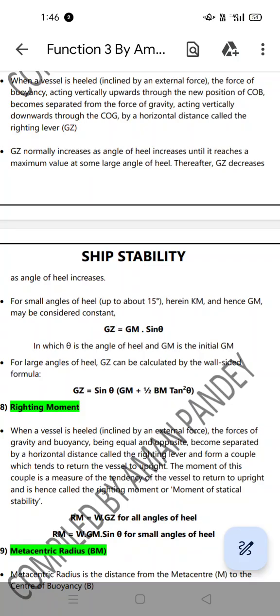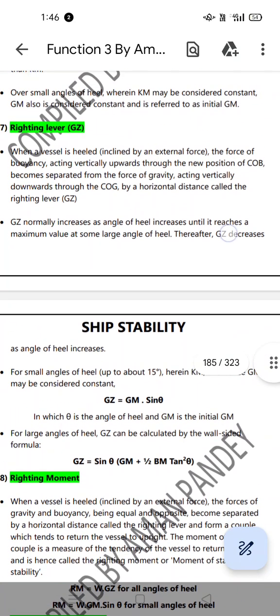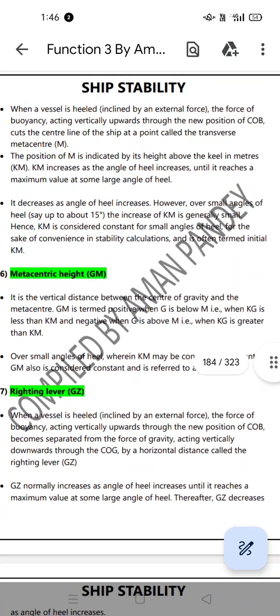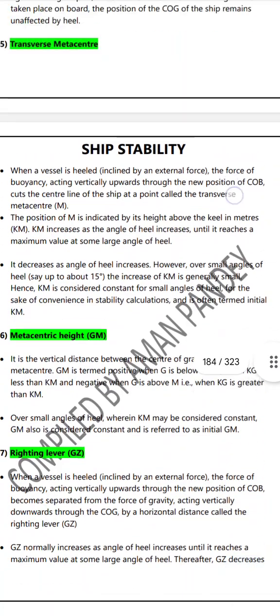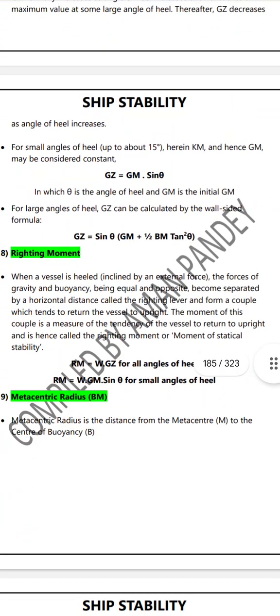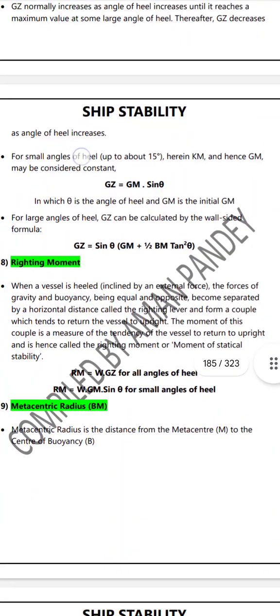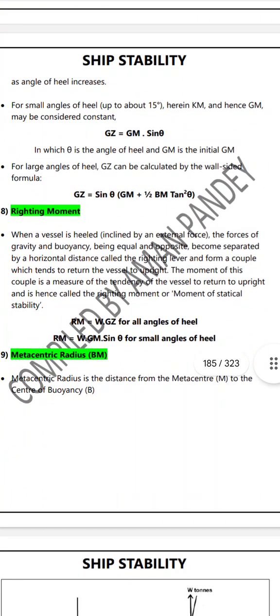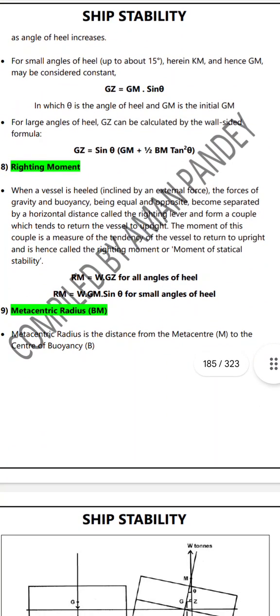For small angle is up to 15 degree. For more than... as in the force of... transverse metacentric, and metacentric height is GM. Okay, so metacentric height is GM. Now, what is righting moment?